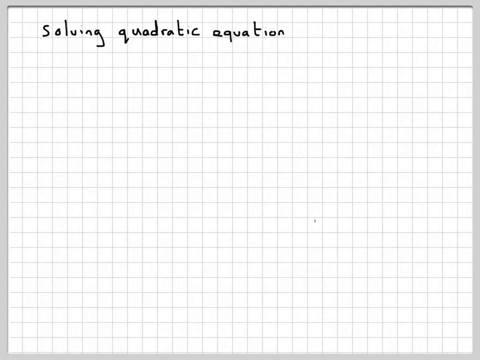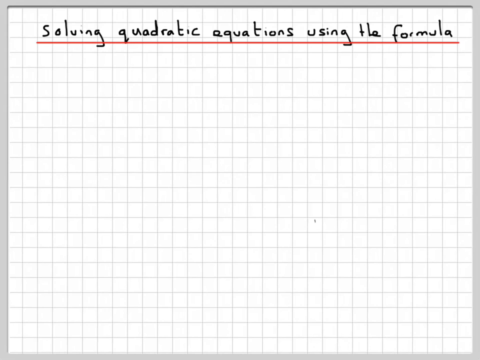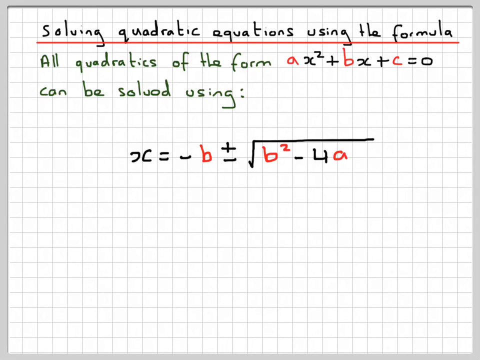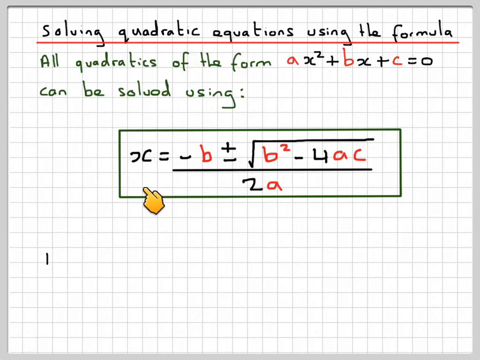Solving quadratic equations using the formula. Now there are some quadratic equations that, it doesn't matter how hard you try, you cannot solve by factorization. As we know, all quadratics of the form ax squared plus bx plus c equals 0 can be solved by using the quadratic formula, and this can be proved later, that x is equal to minus b plus or minus, because you take the square root and get plus or minus, b squared minus 4ac, all divided by 2a.